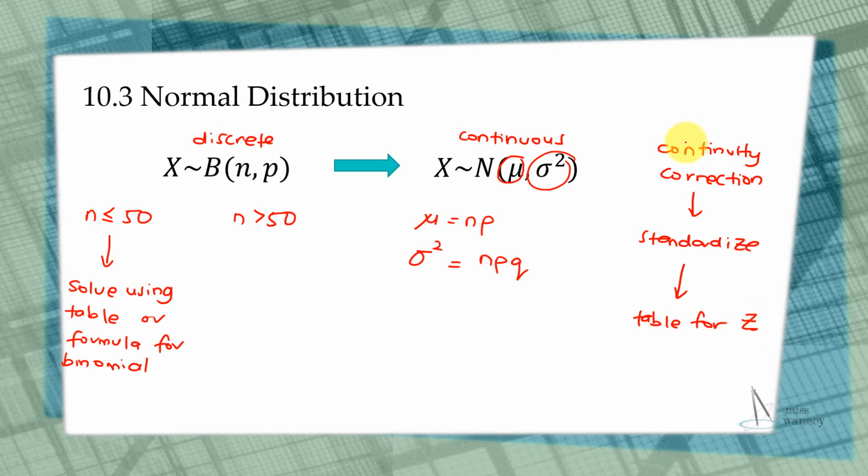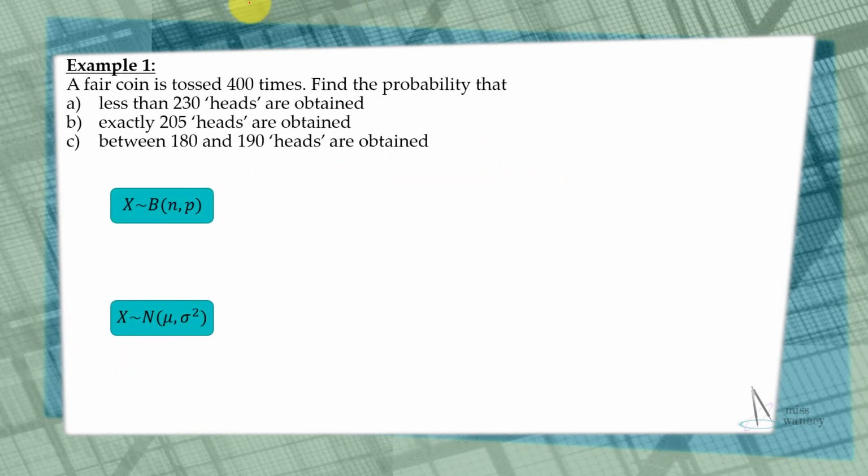Okay, so let us see one example to solve this type of question. Example 1: a fair coin is tossed 400 times. Find the probability that less than 230 heads are obtained. We are interested in the number of heads, so let x be the number of heads.